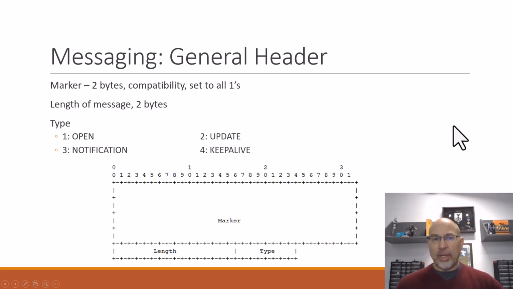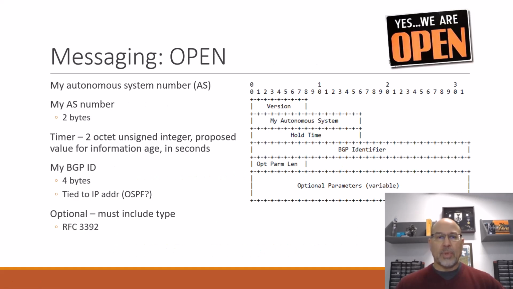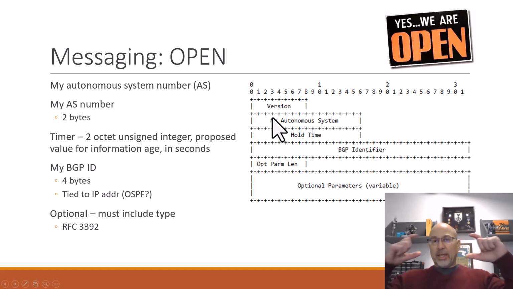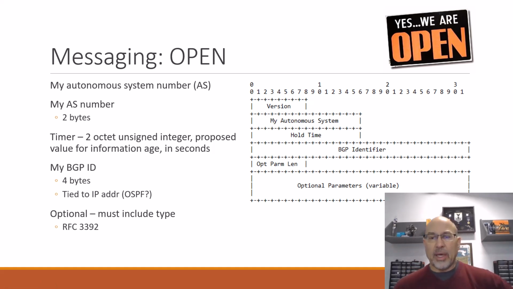So let's take a quick look at the open. Here's the basic header for the open. We'll see that general header, and then an autonomous system number that goes along with this, the ID that goes along with that, which we talked about last time, and then some optional parameters. We'll see that Cisco has a couple of optional parameters in this particular build that I did in the lab. I think we talked about this last time, so I won't belabor it, but we will take a look at an actual packet right now.